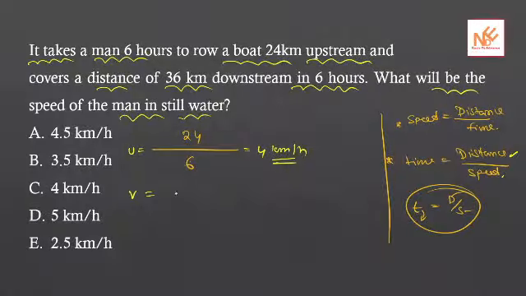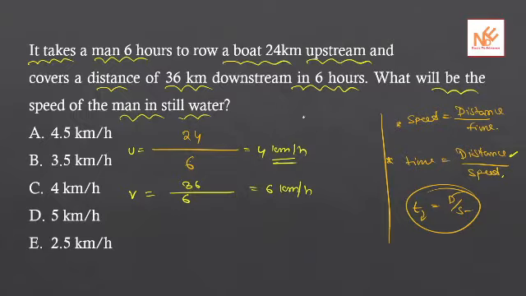And what is the downstream? 36 kilometer downstream in 6 hours. And what is the speed of downstream? 6 kilometer per hour. Then what will be the speed of the man in still water?